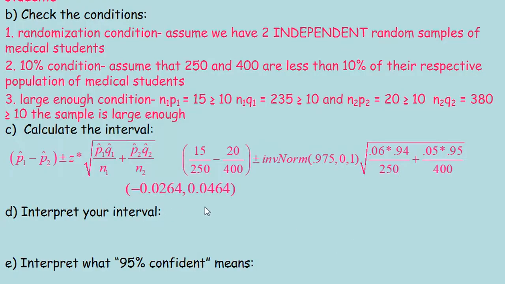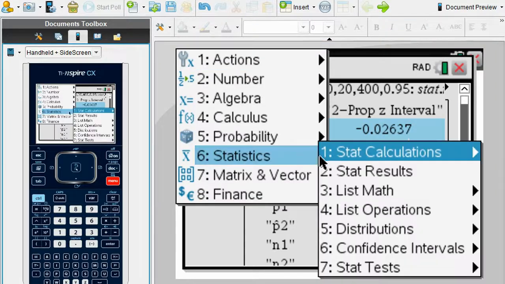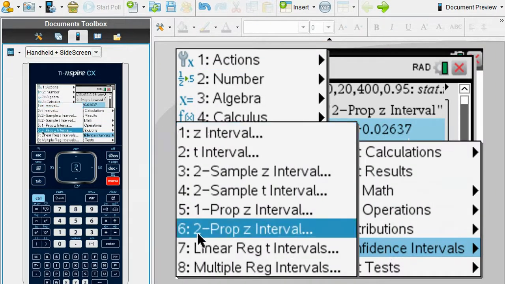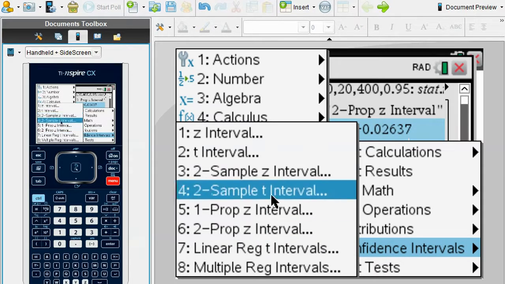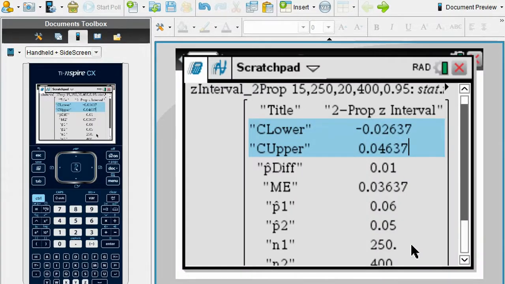I navigate to this one because I'm getting a little bit different wording on the two sample Z interval. You shouldn't be doing a two sample Z. You should be doing a two proportion. So menu, stats, interval, the one that says number 6, two proportion, because these are proportions. The other ones are for means. We'll do those in the next chapters. Two proportion Z.